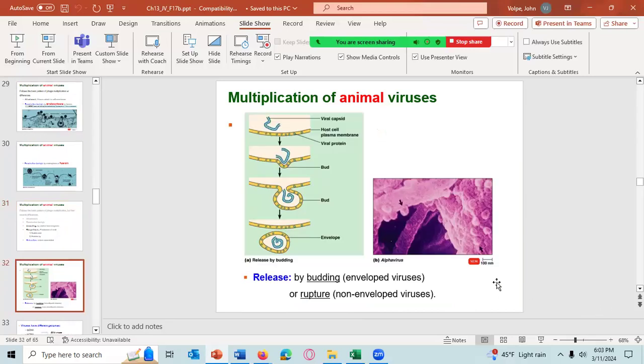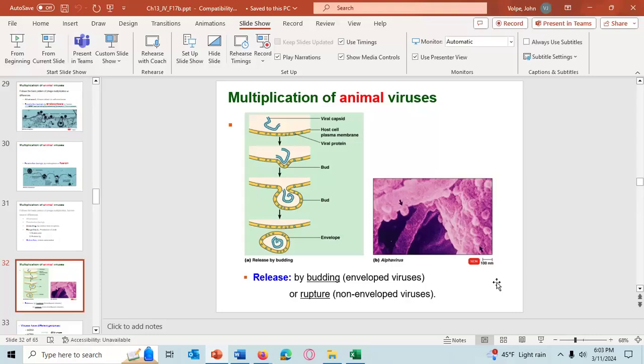All right, let's talk about the multiplication of animal viruses. As I mentioned, we do have animal viruses that do follow the lytic life cycle. Poliovirus is one animal virus that follows the lytic life cycle. I'm not sure, but I think the human cold also follows the lytic life cycle. Like I said, don't quote me on that because I'm not an expert on the human cold virus, but I think it does follow the lytic life cycle. And polio, I know, does follow the lytic life cycle.